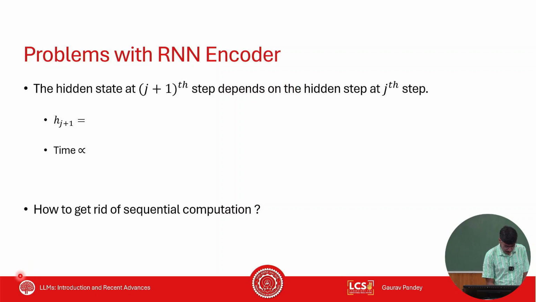But there are problems with the RNN encoder. The first problem is, if you look at how H(j+1) is computed, it's a function of Hj and the token at the jth time step, Tj. So if you have to compute the hidden state of all the m tokens, how much time will it take?